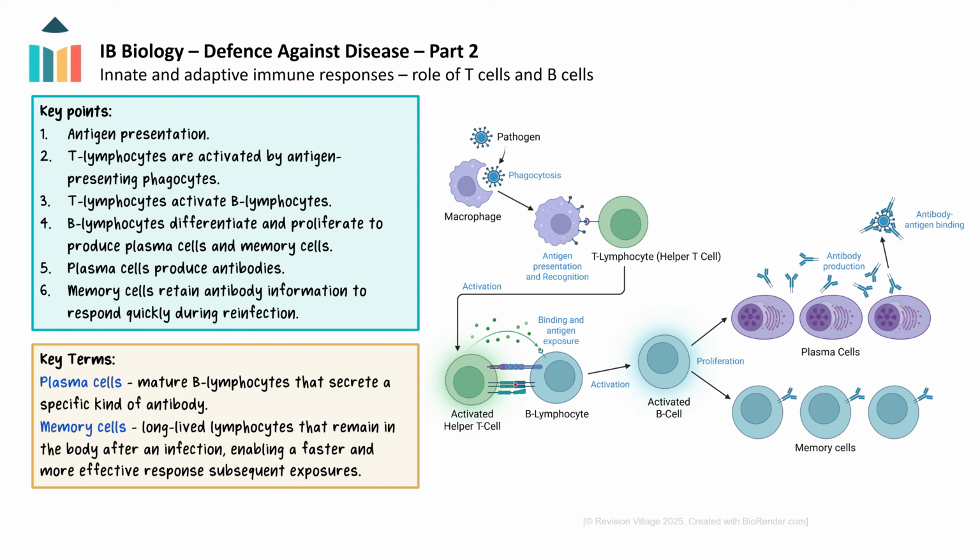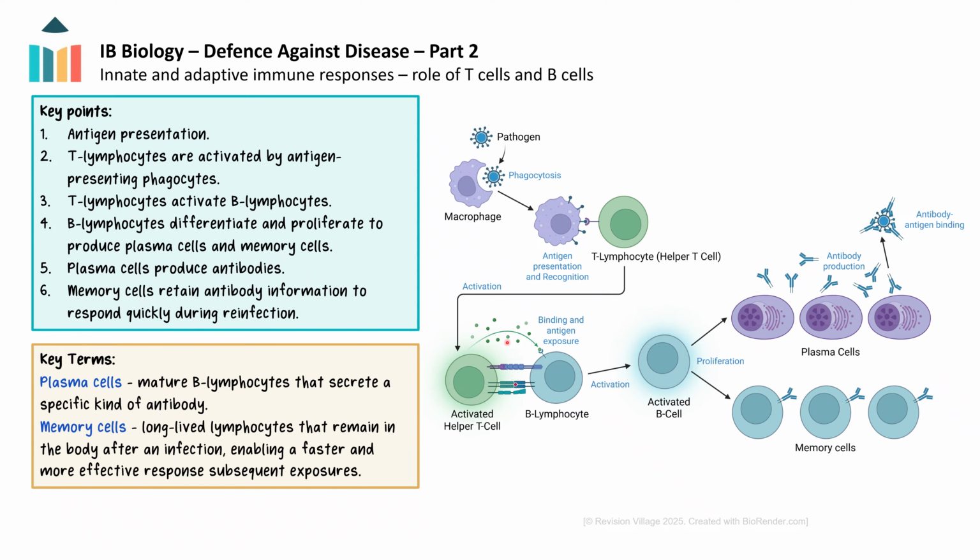The activation of lymphocytes is a key component of the adaptive immune response known as clonal selection. Specifically, T lymphocytes recognize antigens presented by phagocytes. These T lymphocytes, or helper T cells, then activate B lymphocytes.